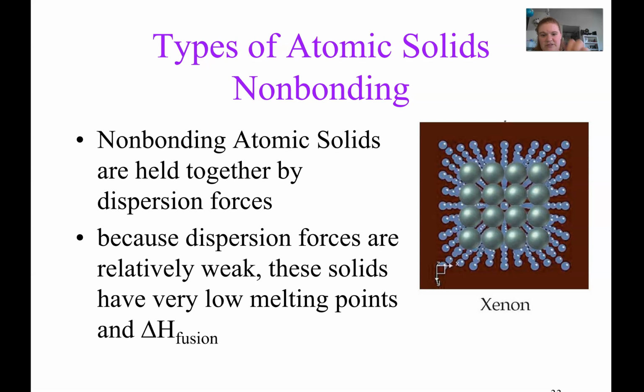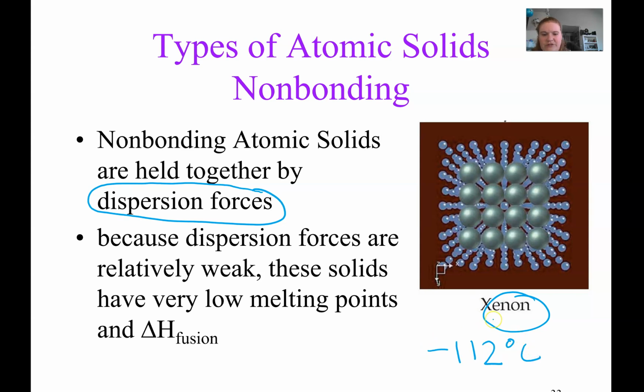Non-bonding atomic solids are just held together by dispersion forces. So the example over here is xenon. So this is also where the rest of our noble gases would fit in. And the melting point for xenon, just for comparison purposes, is negative 112 degrees Celsius. So much lower melting point, much lower forces holding them together.